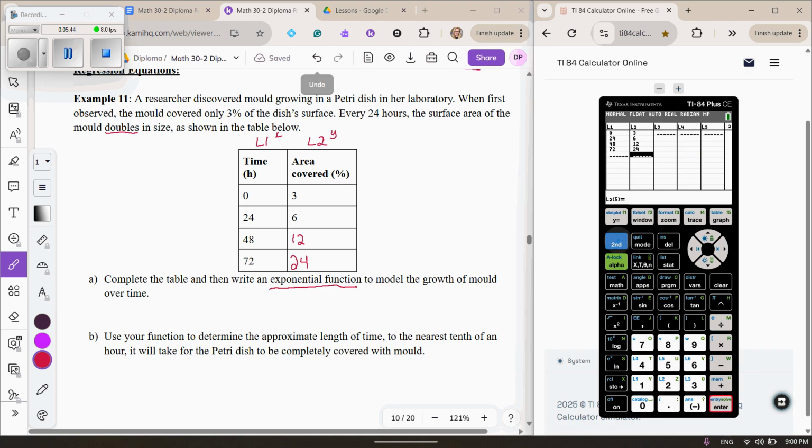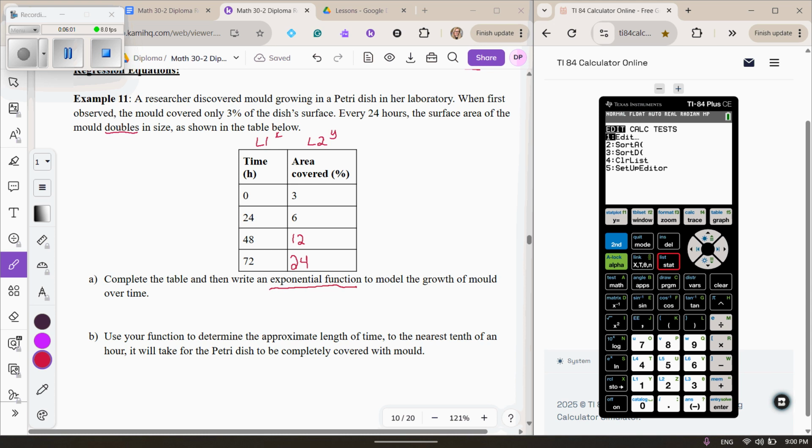So you go second function stat plot, and you're going to want to turn stat plot on. After that, you're going to press zoom 9. Zoom 9, you can see those plotted points, and you can see them start to grow exponentially. That helps you choose which calc to do.